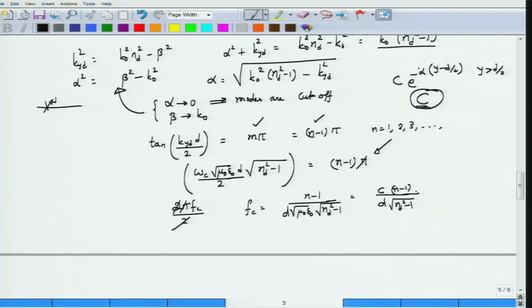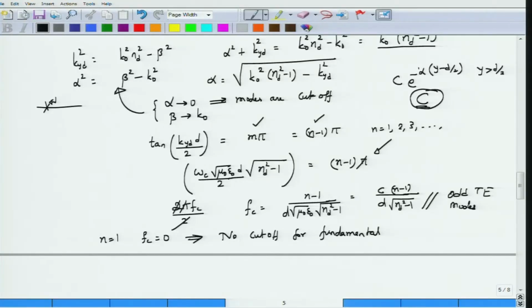So these are the cutoff frequencies for higher order modes. With n equal to 1, clearly fc is equal to 0, indicating that there is no cutoff for the fundamental mode. There will always be this particular mode that would exist. So there is no cutoff for the fundamental mode. For the odd modes, the cutoff condition is this one. This is the condition for odd TE modes.